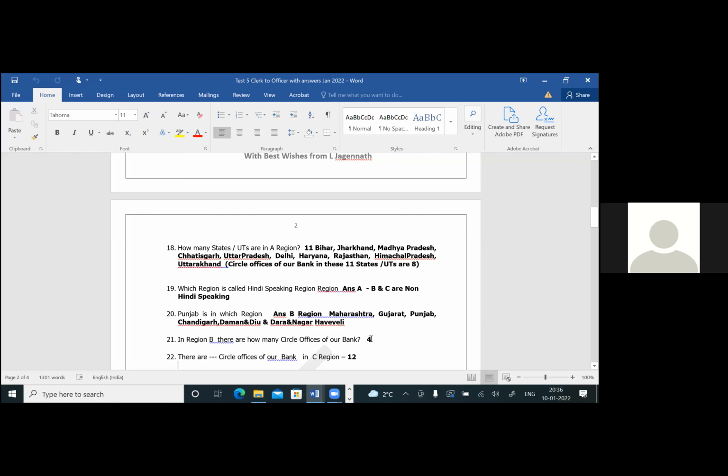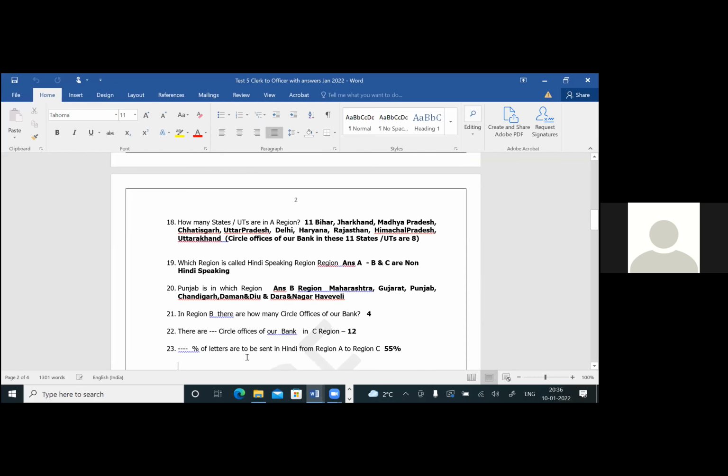Okay, sir. Question number 22: there are dash circle offices of our bank in C region. 12. So how many circle offices do we have in total today? 8 plus 4 is 12, another 12 makes 24. So the circle offices are divided as follows: in A region we have 8, in B region we have 4, and in C region we have 12 circle offices.